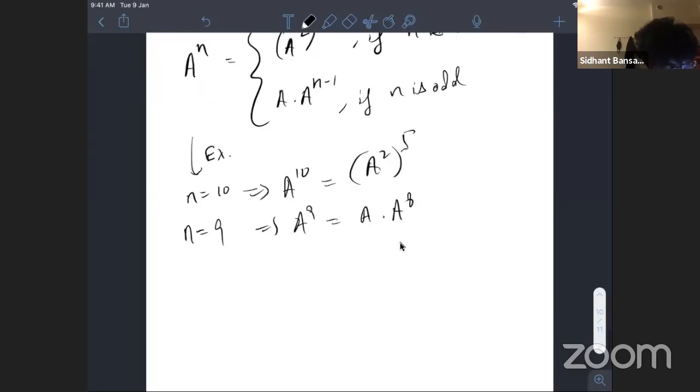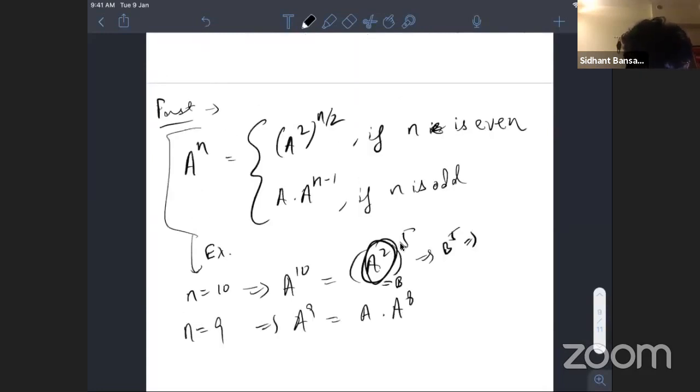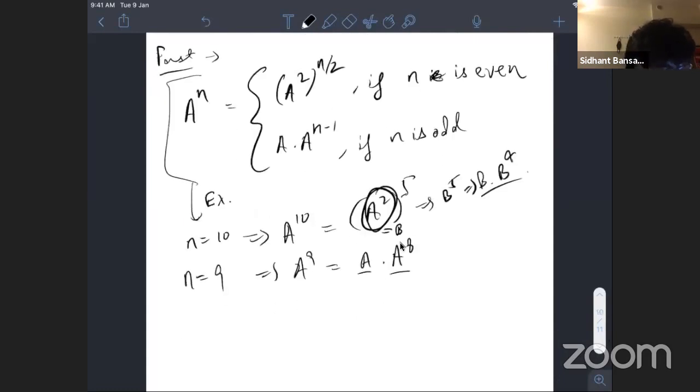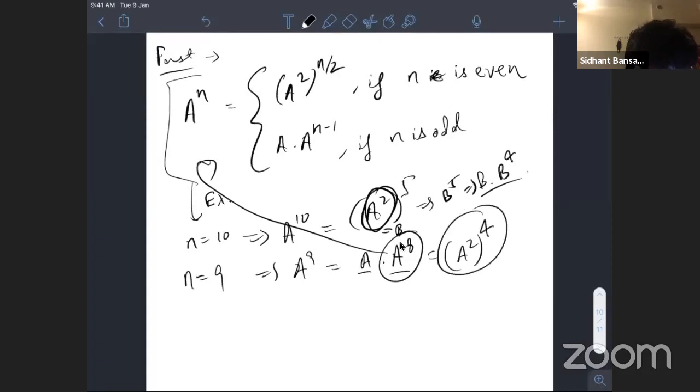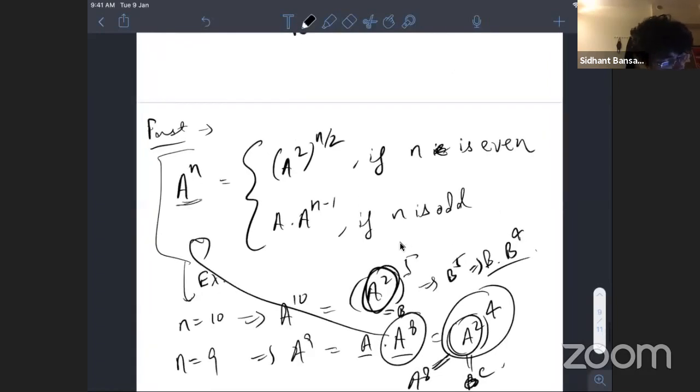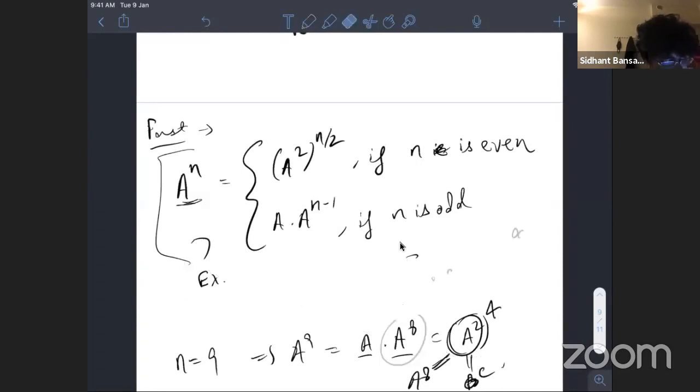Now, if you start thinking of a squared as b, then what is b to the power 5? According to this logic, b to the power 5 is b times b to the 4. And similarly here, a times a to the 8. Now, what is a to the 8? You can again apply this logic: a to the 8 is basically a squared, whole to the 4. And again, a squared can be written as b, or some other variable, and you can keep on doing this. So basically, the idea is this: you can either halve the exponent.